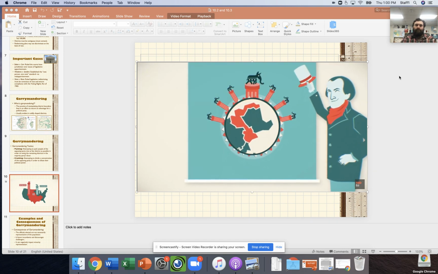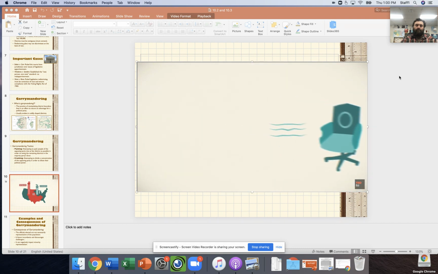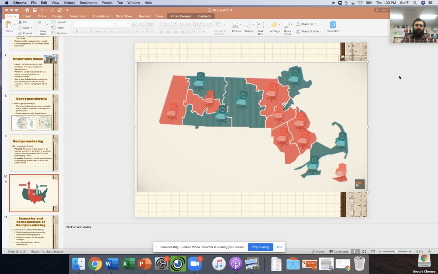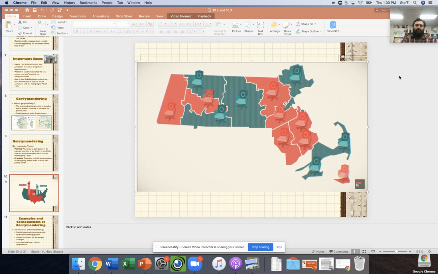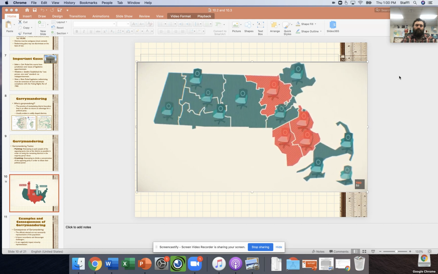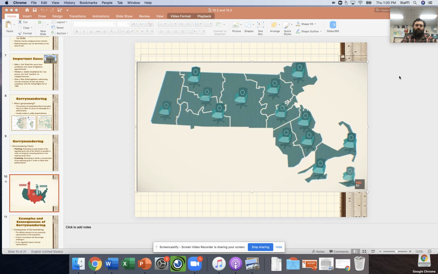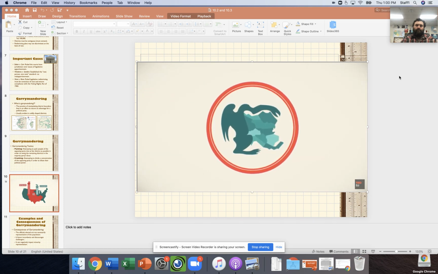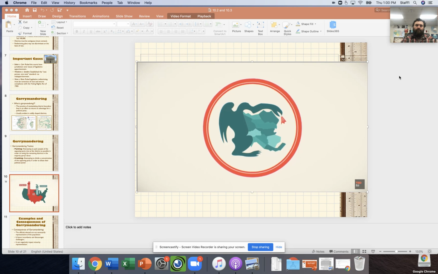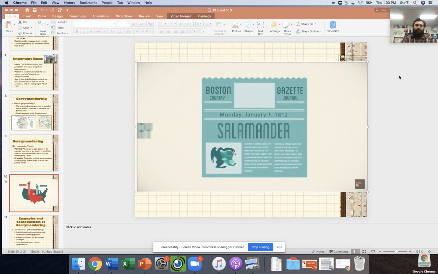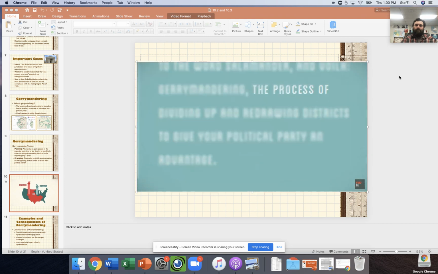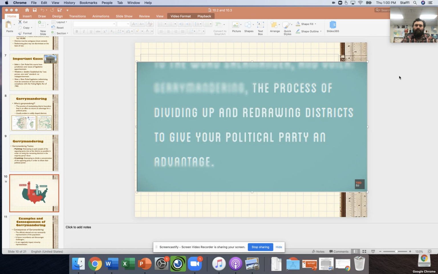You see, Gerry wanted his party to win as many state Senate seats as possible. The more members of your party who vote, the more likely you are to win an election. The new lines were drawn to include loads of areas that would help Governor Gerry in the future. They were so strange-looking that someone said the new districts looked like a salamander. The Boston Gazette added Gerry's name to the word salamander, and voila, gerrymandering, the process of dividing up and redrawing districts to give your political party an advantage.